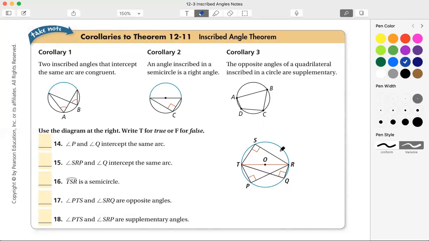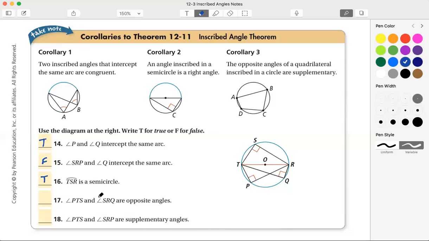All right, so number 14, use true or false. Angle P and angle Q intercept the same arc. P and Q, they're both 90 degrees. They both intercept the same arc. That's true. Okay, S, R, P, and Q intercept the same arc. No, they do not intercept the same arc, so that's false. TSR is a semicircle. That's true.